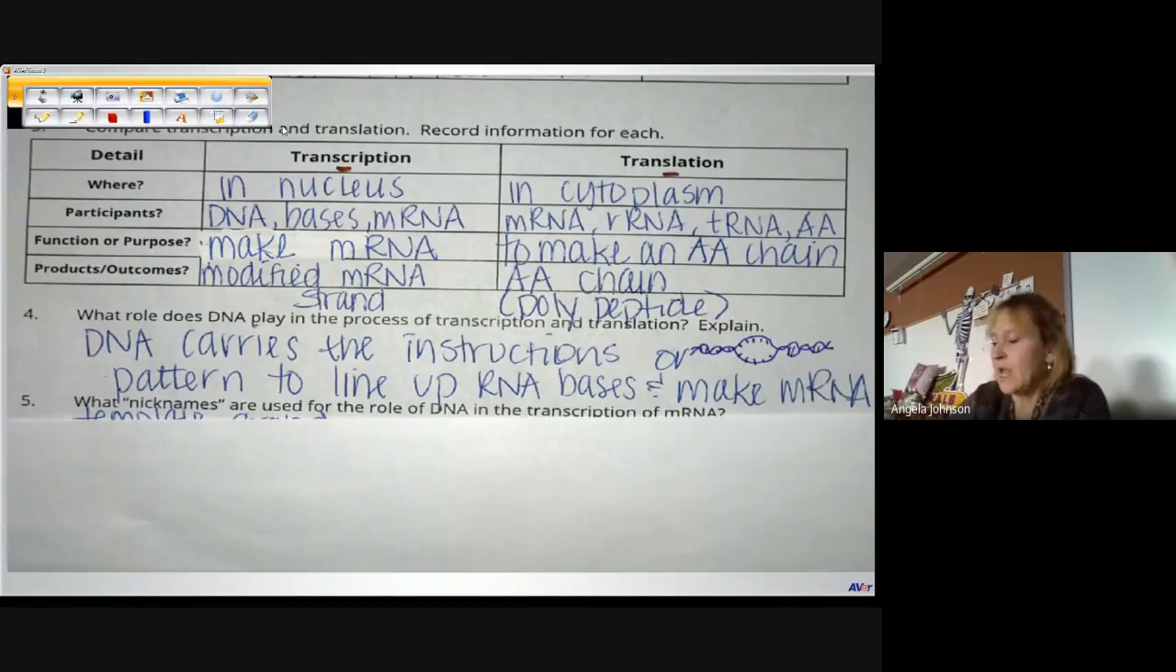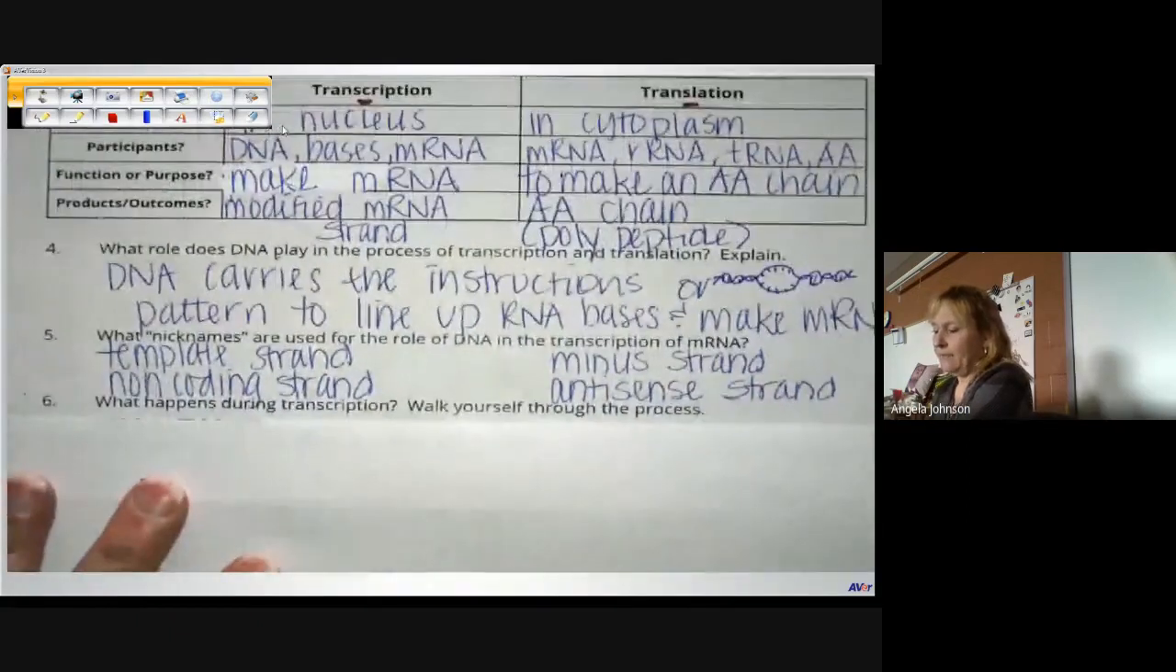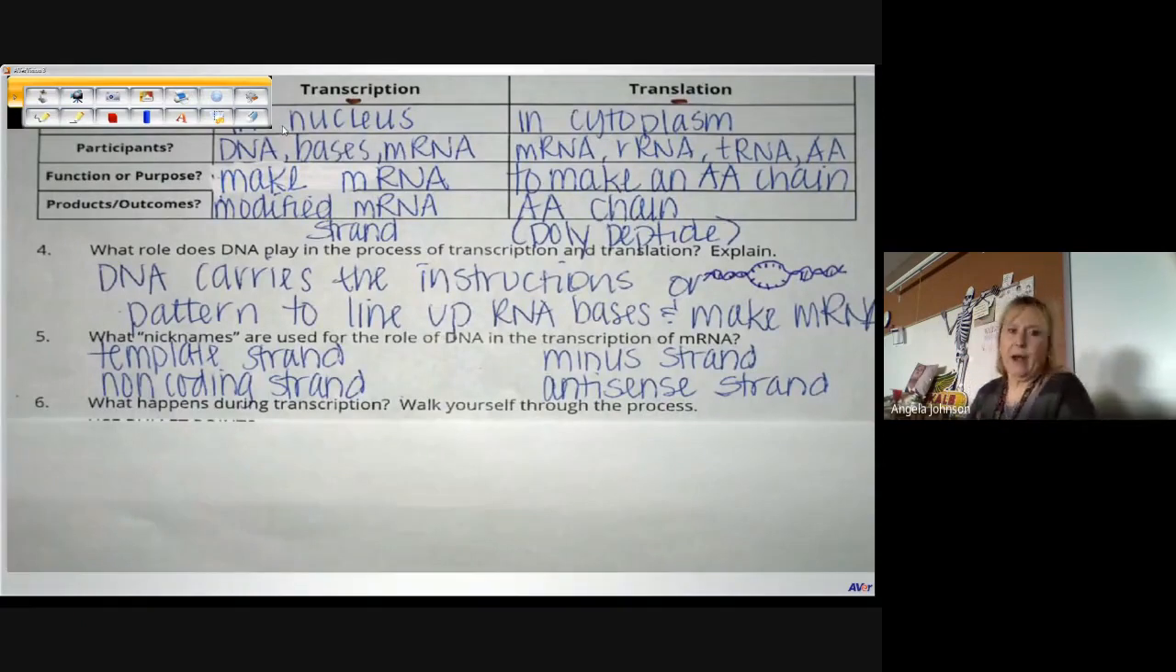The only time you would worry about that is when you're making new cells, like if the cell is going through mitosis and needs to copy its DNA for a new cell, then it will copy the entire strand. If it's only copying the DNA to make proteins, it's only going to copy little portions of it at a time. Nicknames for the DNA strand. I've only heard it called the template strand, but there's also the non-coding strand, minus strand, antisense strand.